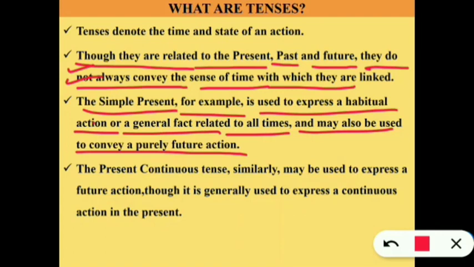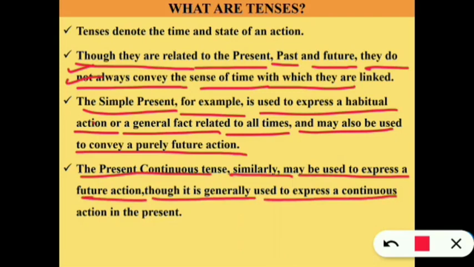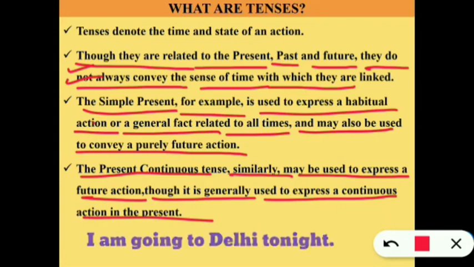The present continuous tense similarly may be used to express a future action, though it is generally used to express a continuous action in the present. So here it expresses a future action. The example which I have already given just now, that is, I am going to Delhi tonight. So this is a future action, but right now it is being said, which is present continuous tense.